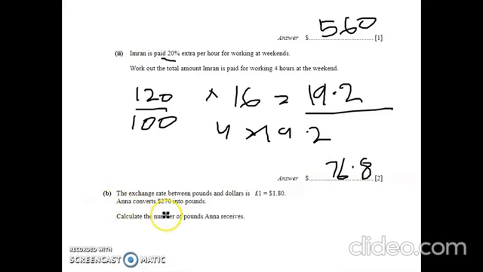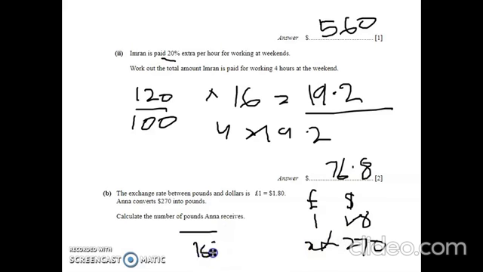Okay, so now the exchange rate between pounds and dollars. Anna converts, okay, this pounds, dollars, 1 pound, $1.8. She's converting $270 to pounds. This is X and we will just multiply. So 270 divided by 1.8, that is 150. So she receives 150 pounds.